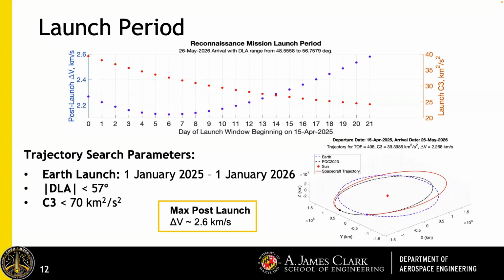So we have a second launch period that looks pretty much the same. It's just a bit of a later date. And so here we can see that regardless of which day we launch, our arrival is on the 26th of May, 2026, and we just have different delta Vs. And so the launch C3 is an indication of how much energy the rocket needs to expend to put you into your orbit. So what we can see here is when we need less delta V, the rocket needs to use more energy to put us into our orbit, and vice versa.